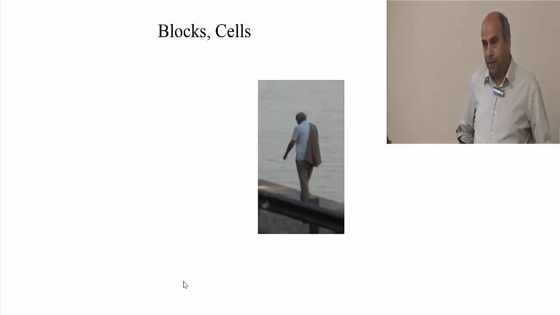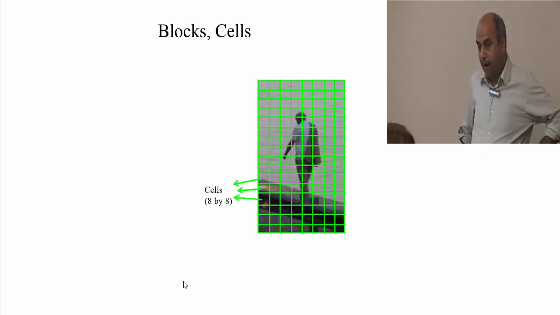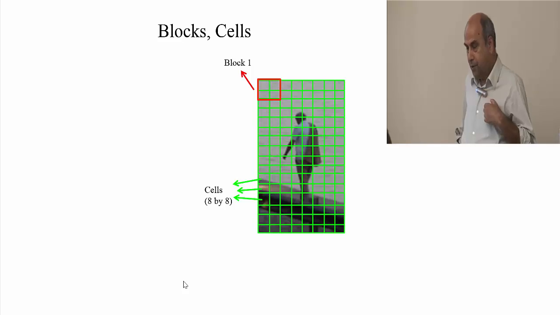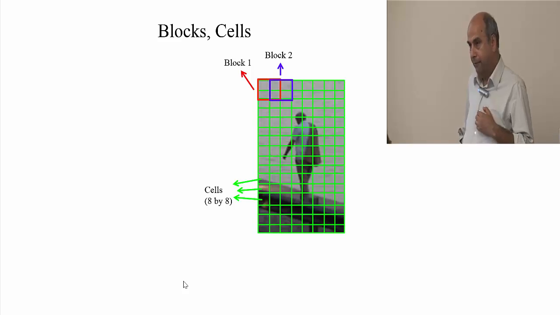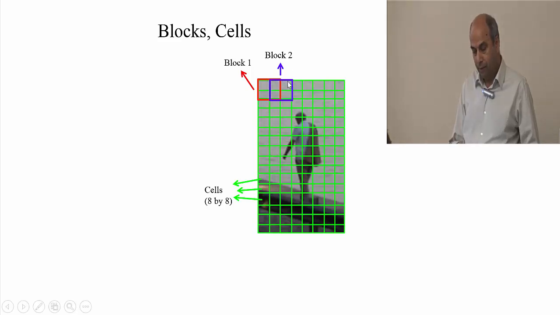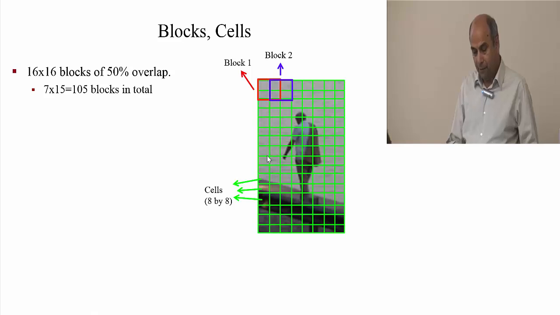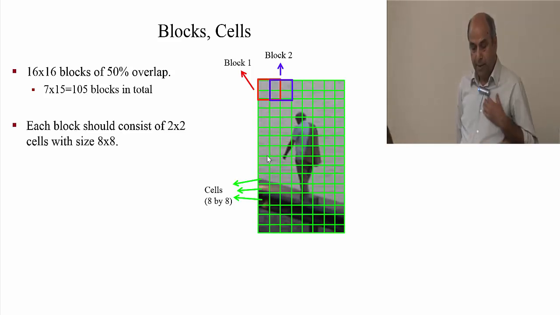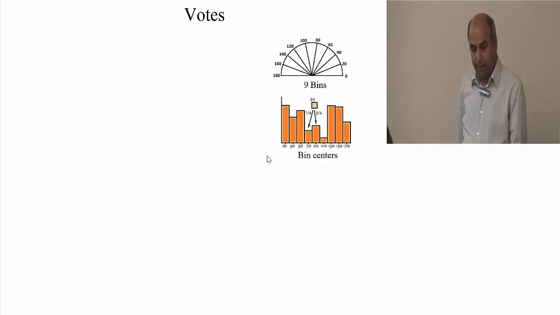So let's look at this as an image, 128 by 64, and these are the 8 by 8 cells. Then we take 2 by 2, 4 cells in one block. It's block 1. Then another block will be like that, with 50% overlap. Like that you will have 7 of those in this direction: 1, 2, 3, 4, 5, 6, and the last one will be 7 here. And in this direction you will have 15. So 7 times 15 is 105 blocks in total. Each block should be 2 by 2 of cell size 8 by 8.